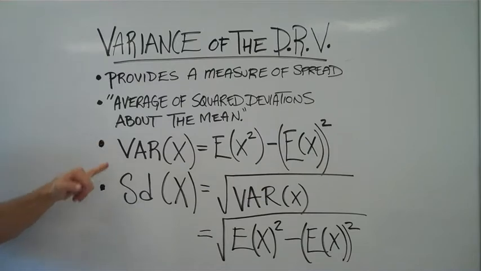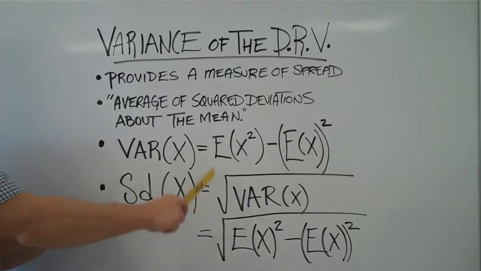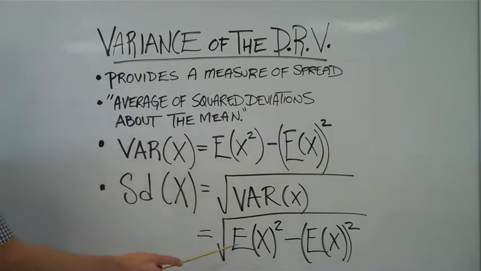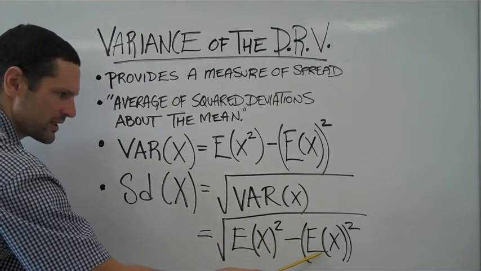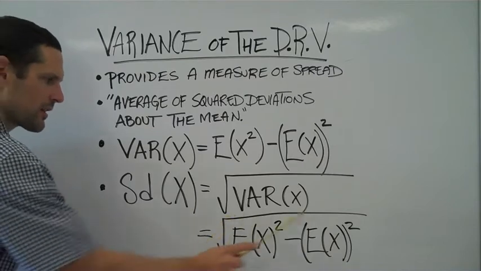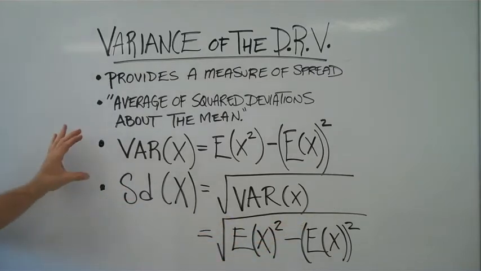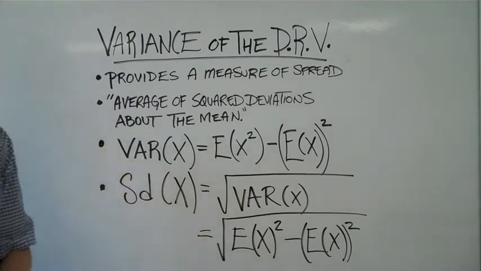Well, how do we go from variance to standard deviation? Of course, we take the square root, which is the square root of the expected value of x squared minus, in parentheses, the expected value of x squared. We're going to take the square root of all of that. You have to memorize this and this if you want to get these problems right. Let's do some examples and see how they work.